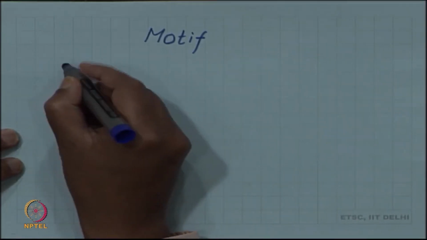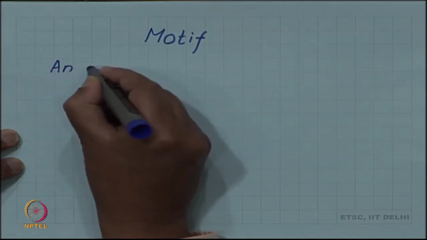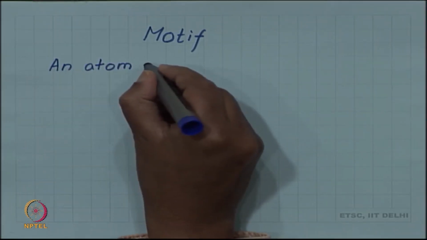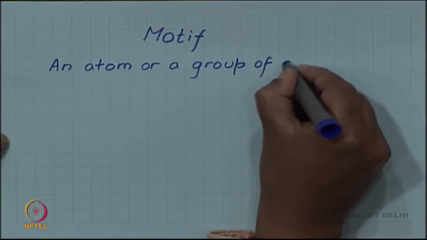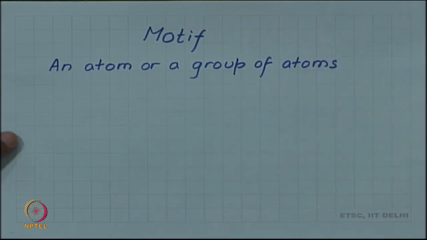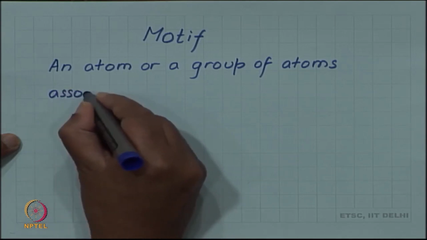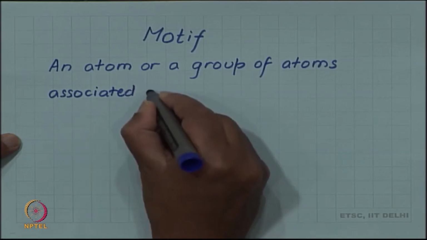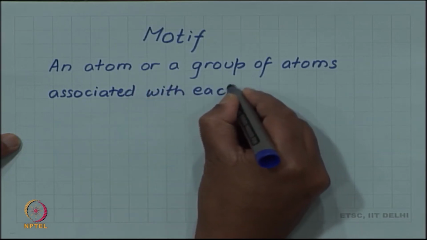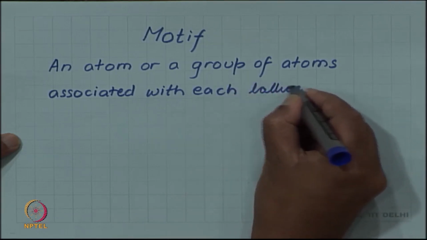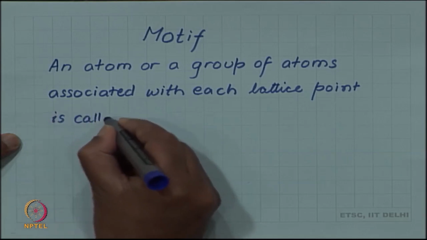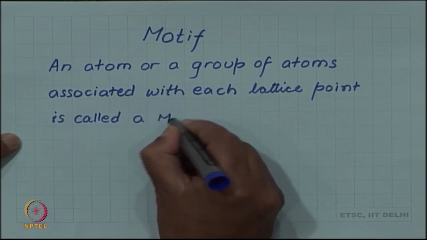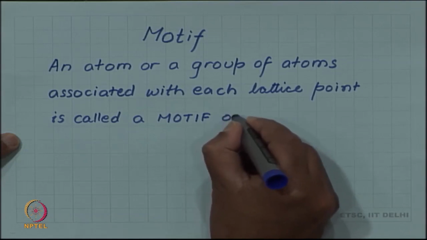So, recall the definition of motif which we had done in the past: an atom or a group of atoms associated with each lattice point is called a motif. There is a synonym, motif or basis.